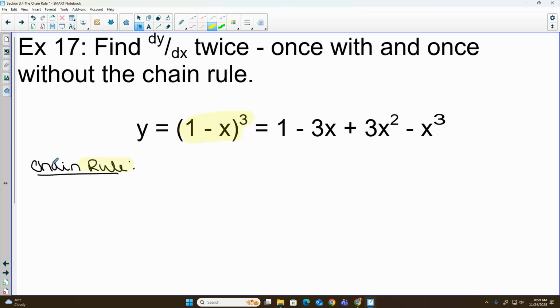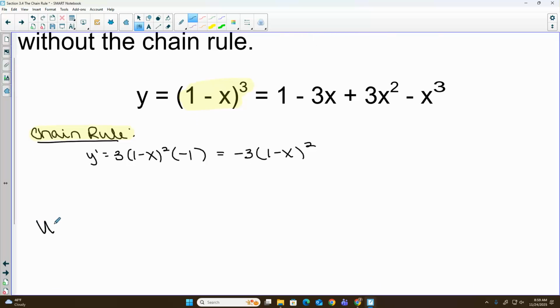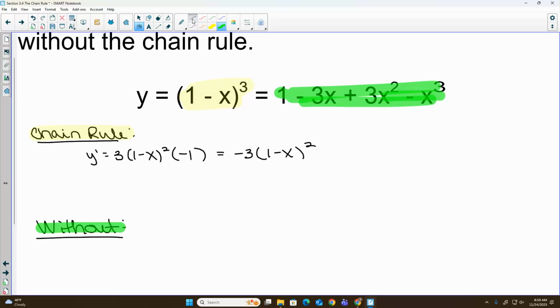So if I did my derivative of that, what would it be? 3 times 1 minus x squared times negative. So we get negative 3 times 1 minus x squared. Without the chain rule, it takes more upfront work to do it without. Without, you would have to first multiply this out, which I did for you. Then the derivative is easier. So it's basically a toss-up. Do you want to do more work at the beginning or at the end?